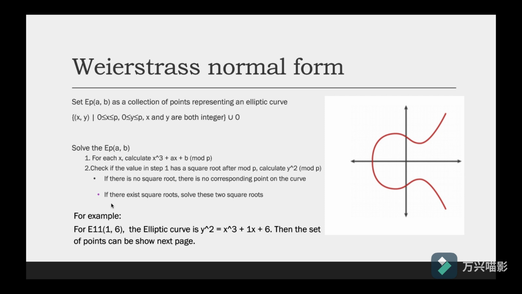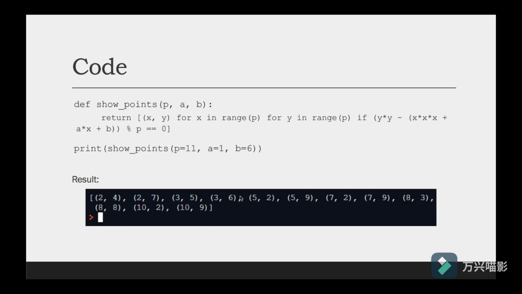Now let's make an example. We solve for E over 11 with a equals 1 and b equals 6. So we get the curve equation here: x cubed plus 1x plus 6. Let's code this and have a greater understanding of this equation.